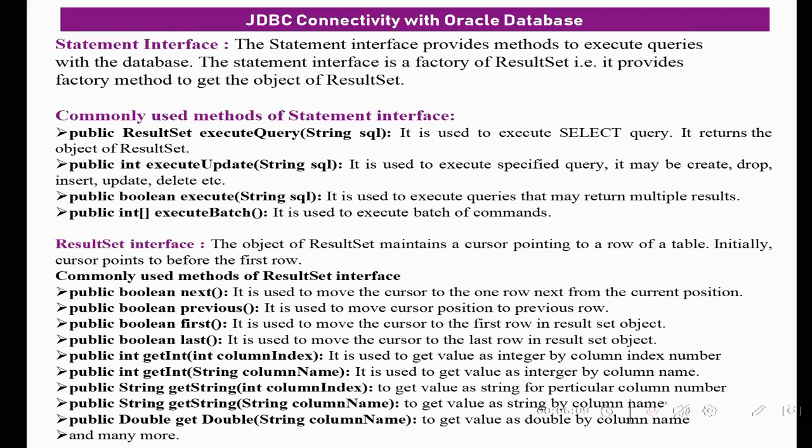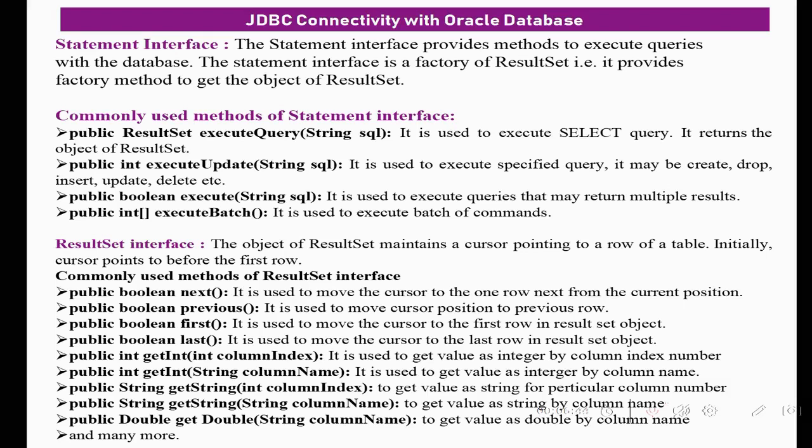Now to get data, we have methods in ResultSet. What are these? public int getInt(int columnIndex). It is used to get the value as an integer by column index. Column index means 1, 2, 3, 4 like this. Or we can directly fetch the value by the column name, that will be public int getInt(String columnName). It is used to get the value as an integer by column name.